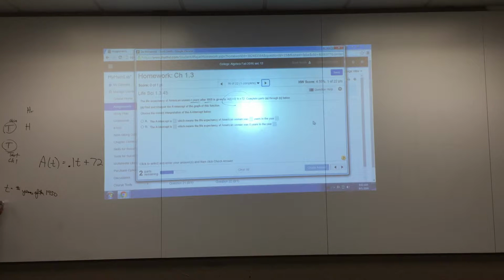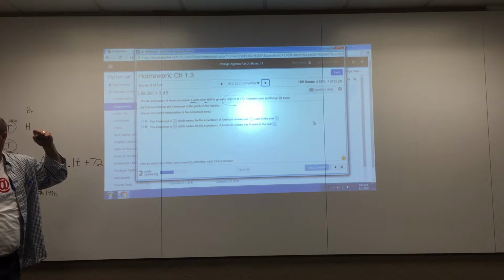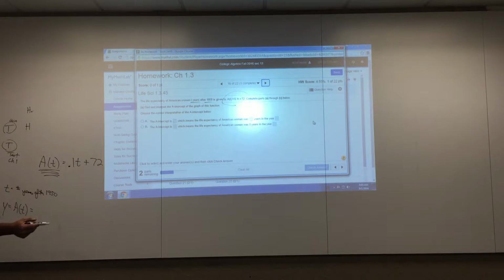And then what is the y value? The y value is this function value. They're not using f of x, they're using A of T. That's okay. That's the y value. And what is it? The life expectancy of American women, which is kind of like the number of years they live. Life expectancy. Okay.